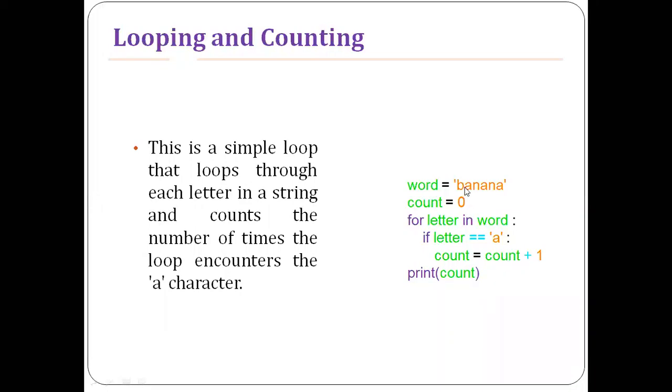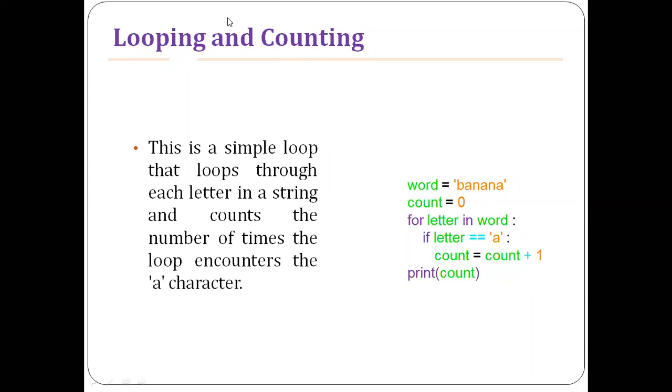In this case, for the first character, b is not equal to a. That's why this instruction will be skipped and it will go to the next character, a. A is equal to a, so the count value will be incremented by 1, and it becomes 1. For the third iteration, n is not equal to a, so the count is still 1.